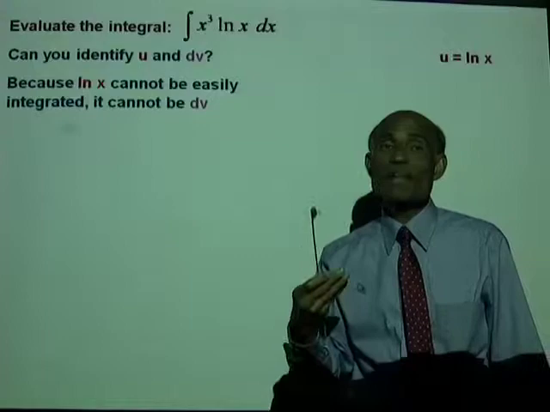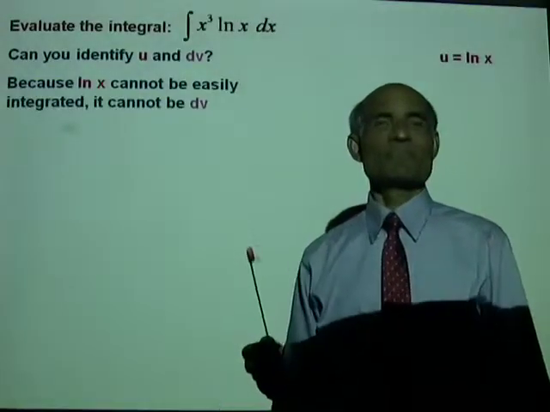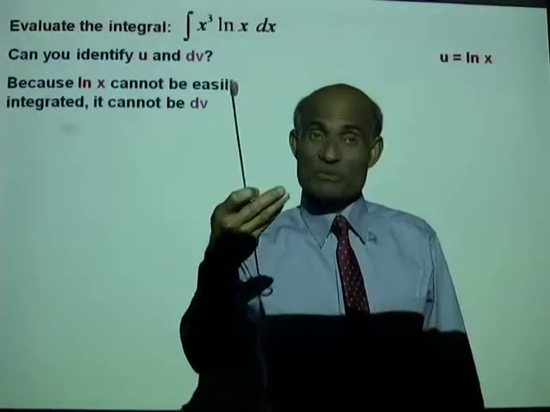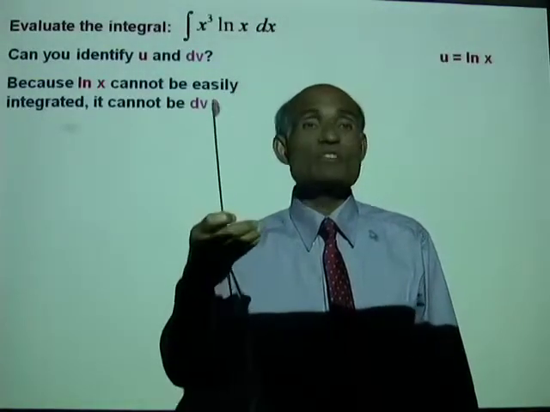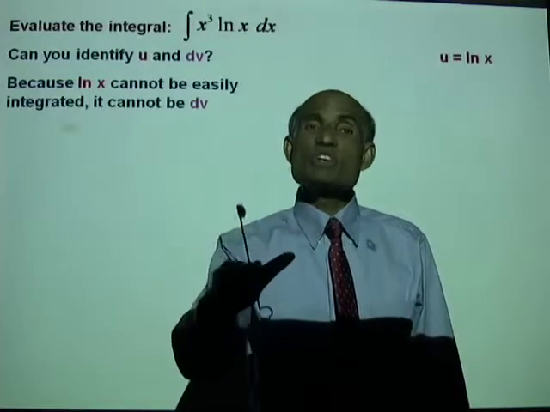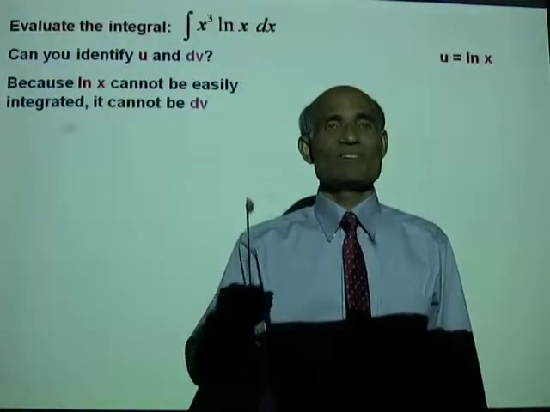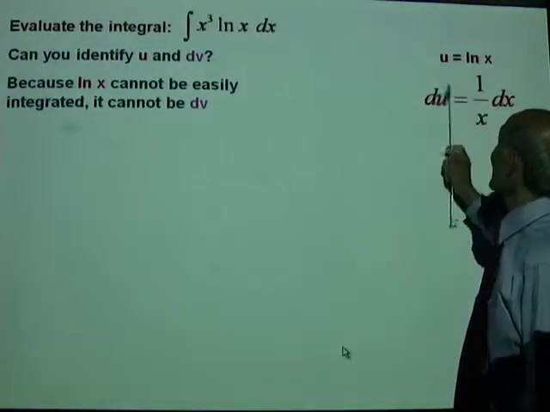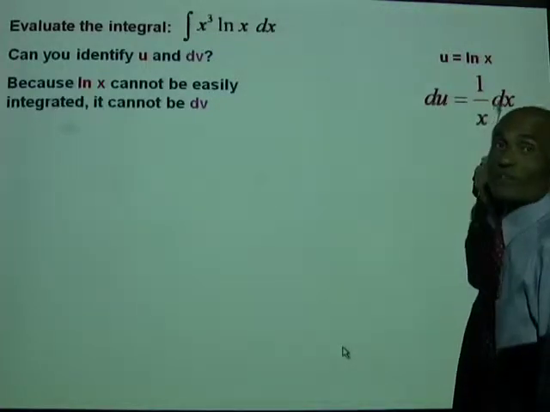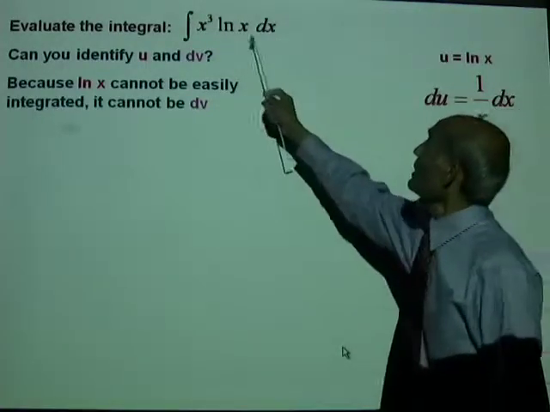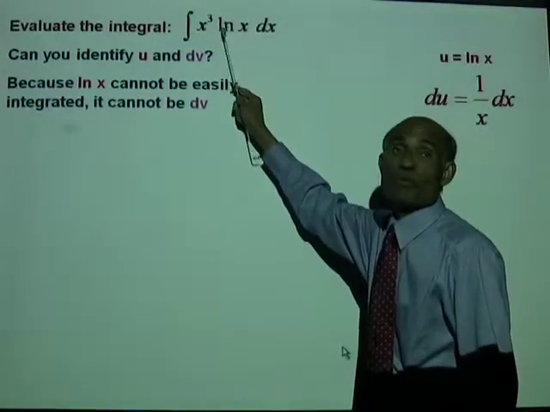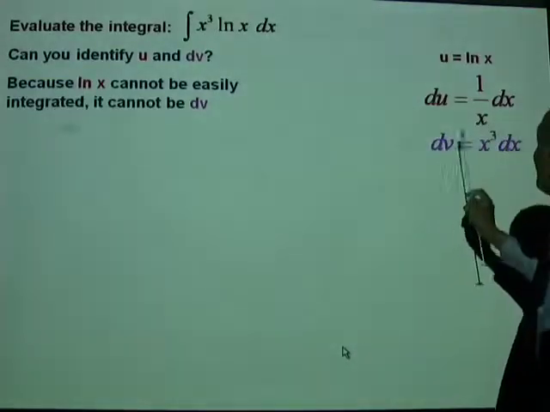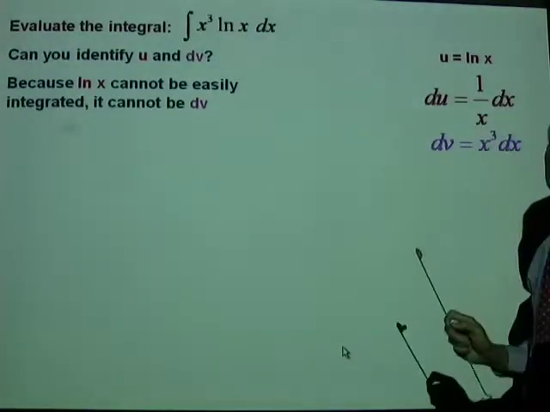If u equal to ln x, what is du? What is the derivative of ln x? The derivative of ln x with respect to x is 1 over x. And therefore, what is the differential of ln x? It is 1 over x dx. So, u equal to ln x, du is 1 over x dx. Well, if ln x is u, then your dv will be x cubed dx. Is that right? So your dv is x cubed dx.